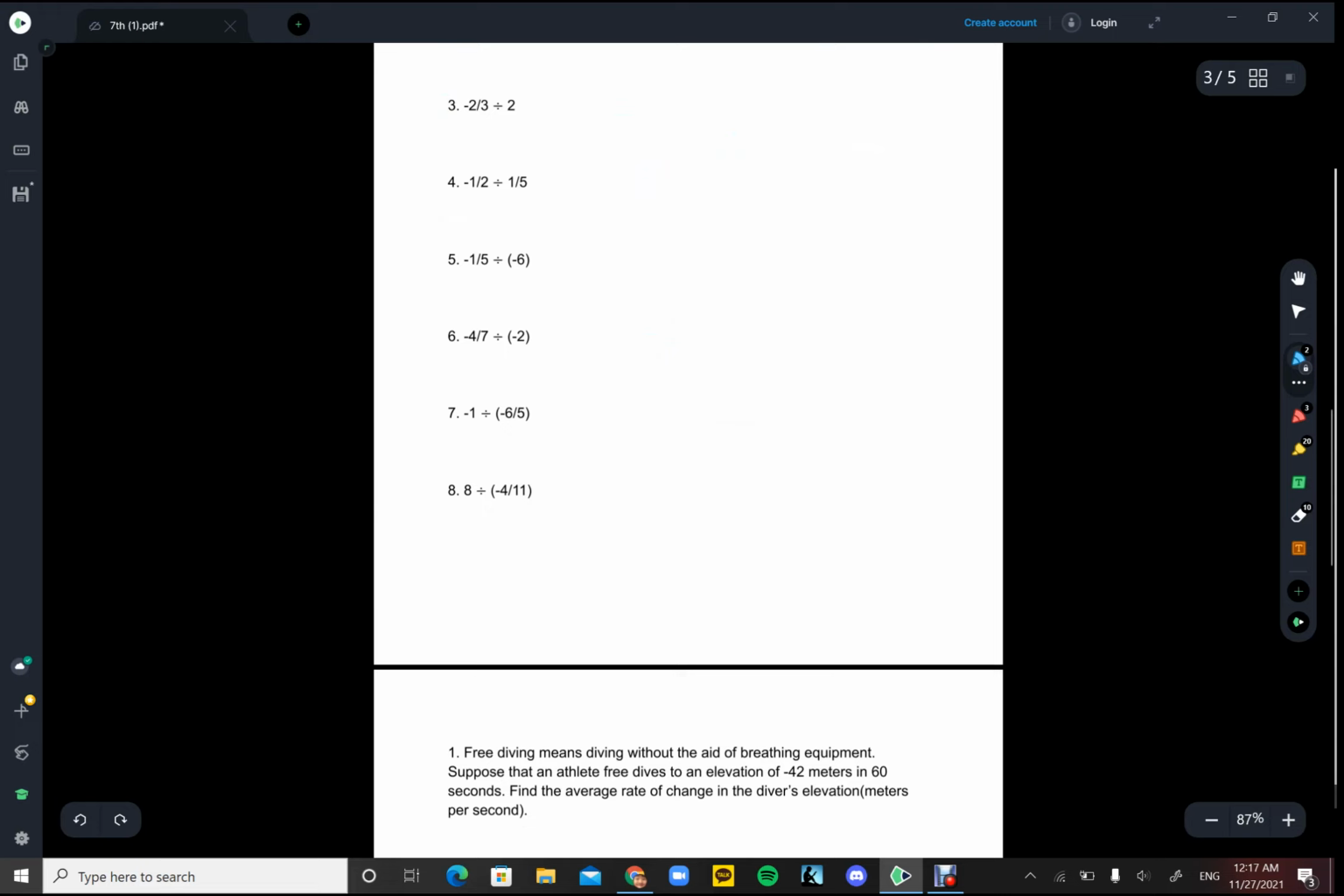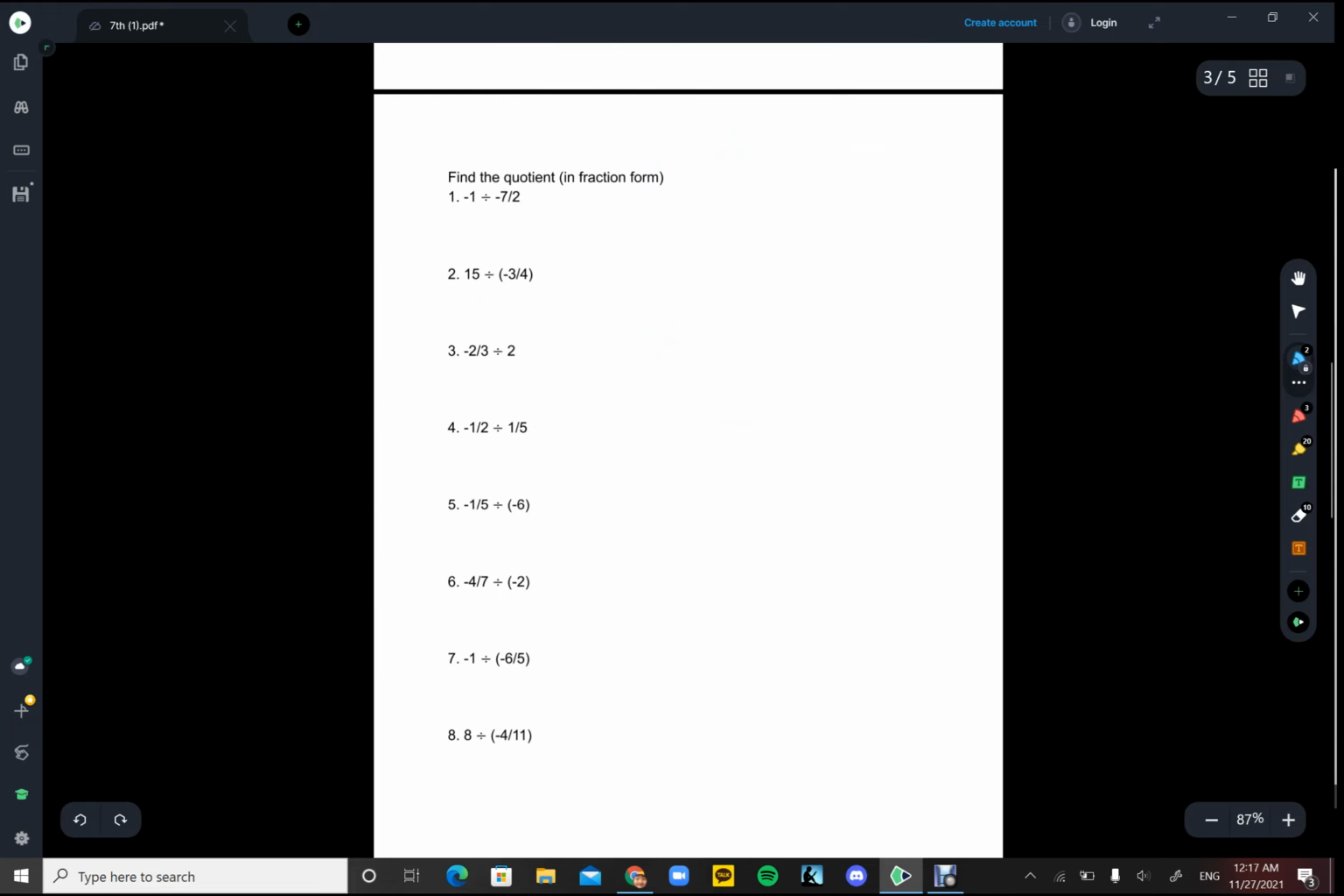Now, on the next page, let's do number 2. Number 2 is 15 divided by negative 3 over 4. And now when you divide by a fraction, it is the same as multiplying by the reciprocal of the fraction, which is literally these two numbers flipped upside down.